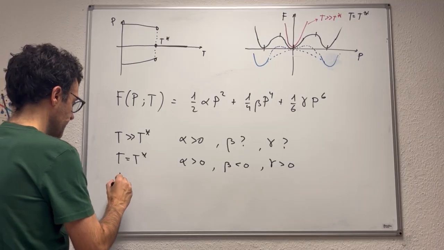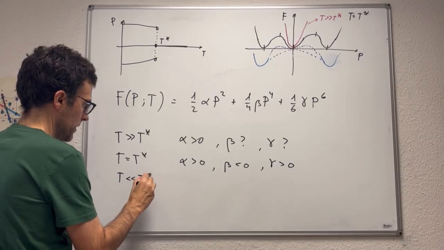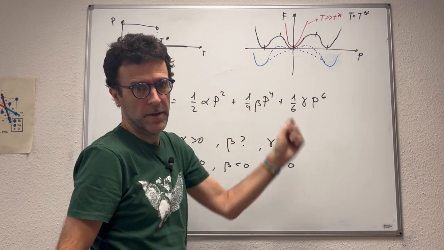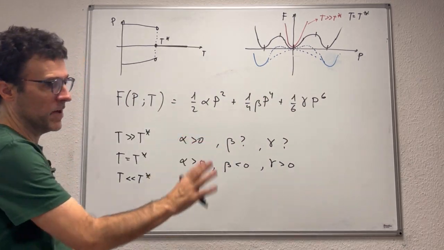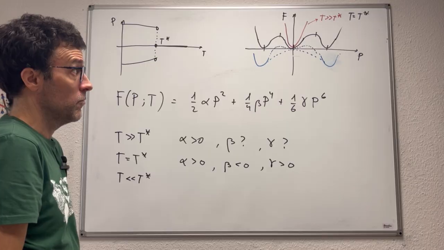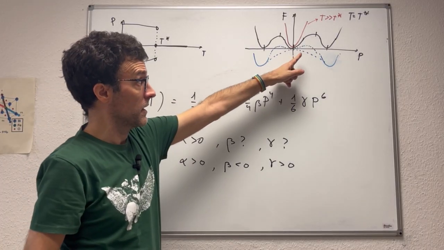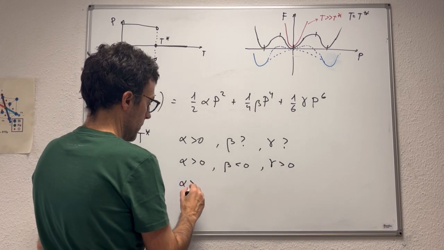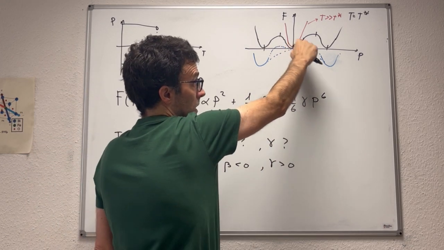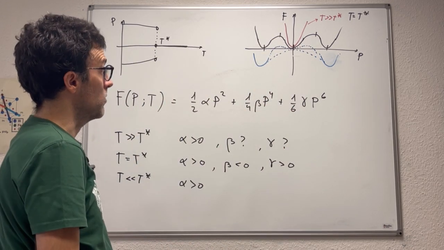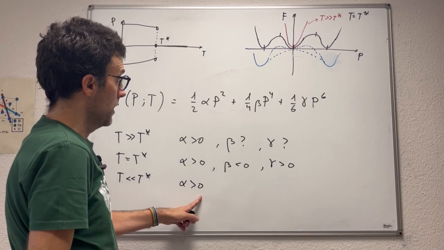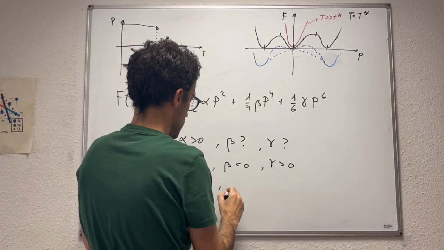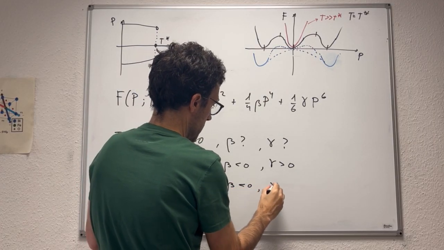And finally, when the temperature is much smaller than T star, what do we have? Well, we have to be able to generate two minima, left and right. That's all we know. And we can do this in different ways, as we have a sketch here. So for example, by continuity with these two cases, we could have alpha positive that would correspond to keeping the minimum at P equal to 0. And then it's very easy. If alpha is positive, then I have to come down, and then I have to go up, right? So beta has to be negative, and gamma has to be positive.